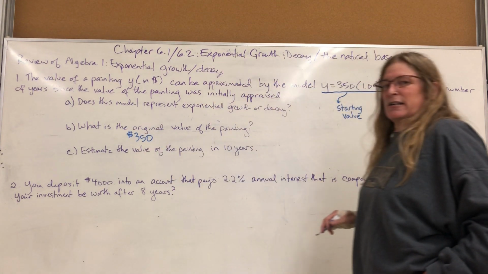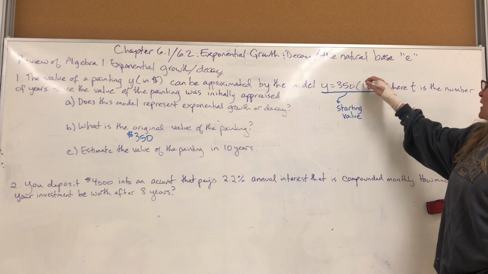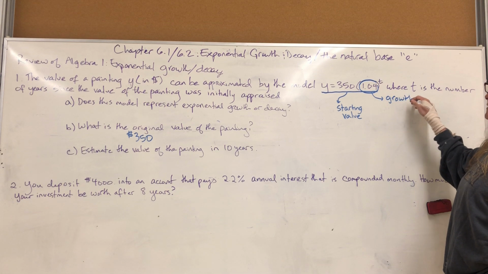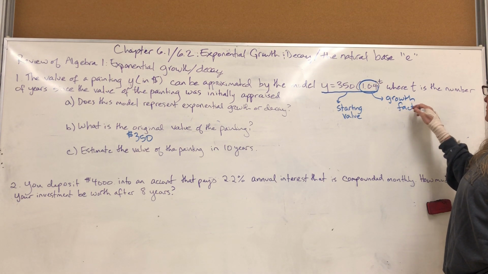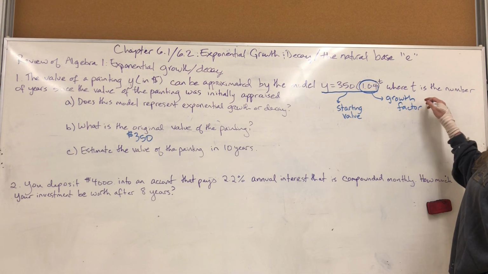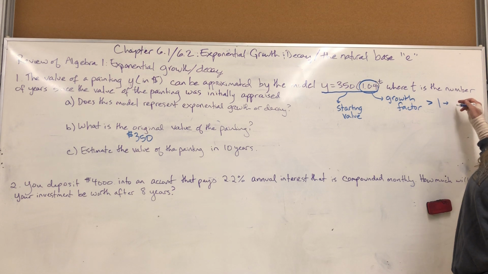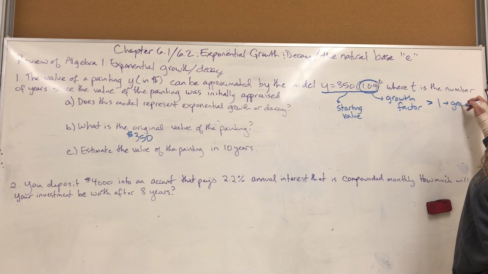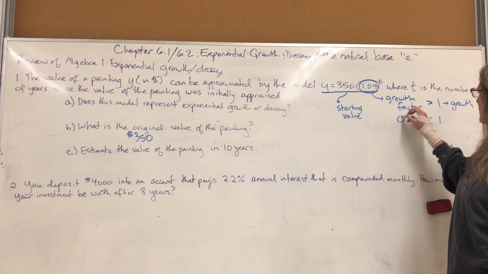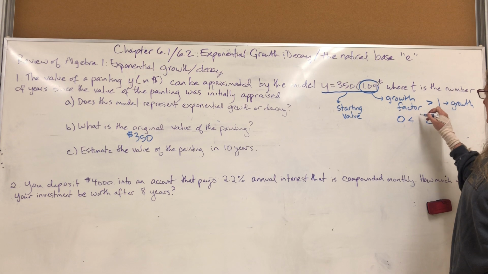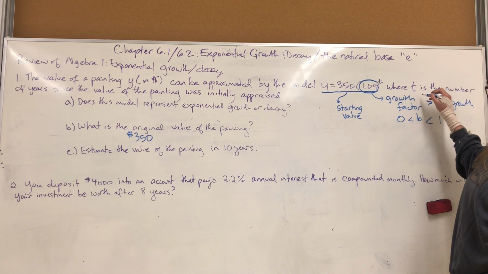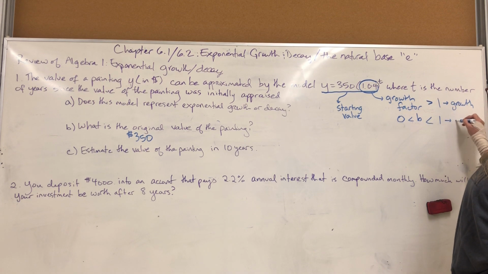Sorry, I'm going out of order here. This number right here, we call the growth factor. When this number is greater than 1, it's exponential growth. And if it's less than 1, between 0 and 1, we usually call it b in the equation, then that's decay.